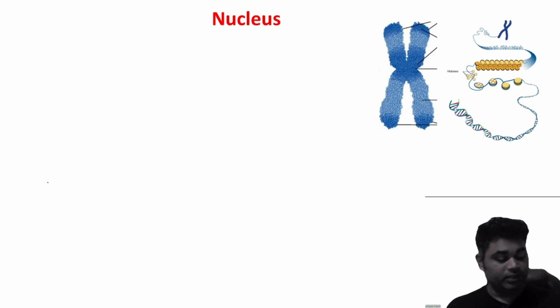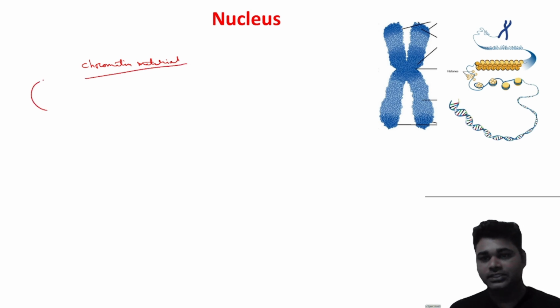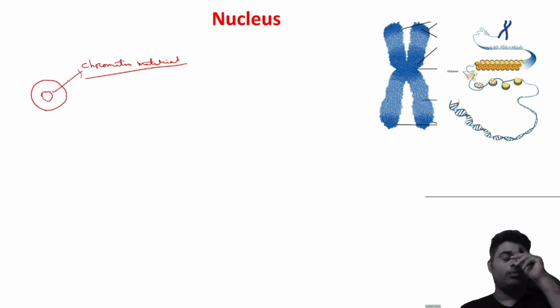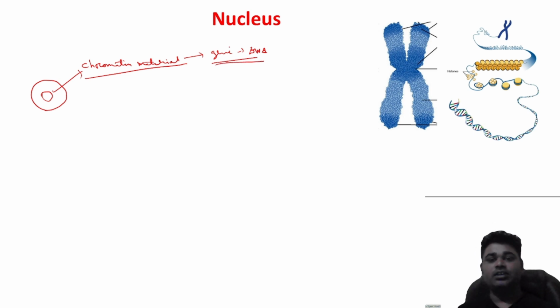Now come to chromatin material. So what is the chromatin material? This chromatin material is present inside the nucleus, and it is the main component of the nucleus, because it contains the genes or the DNA. This structure regulates our entire cell. That's why it is called the director of the nucleus, or director of the cell.